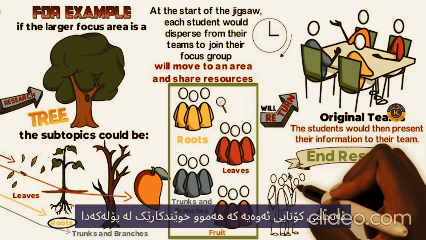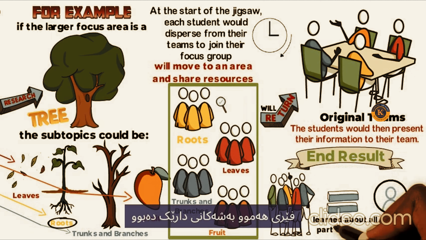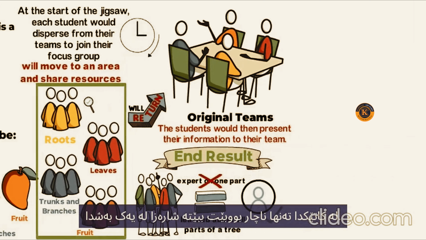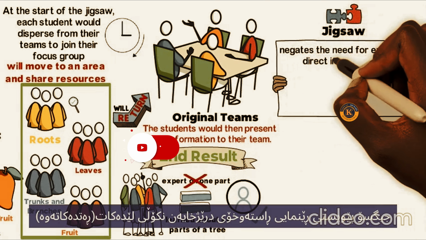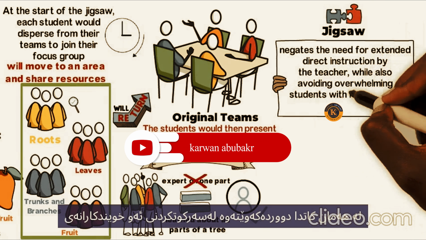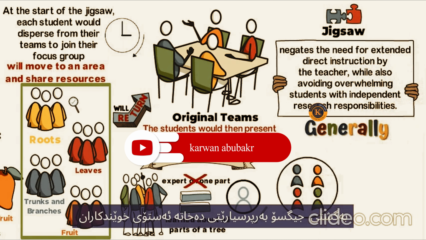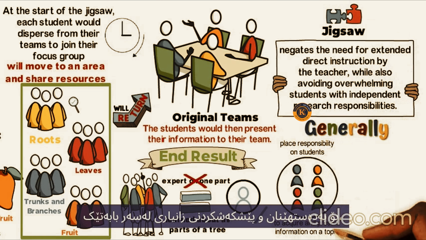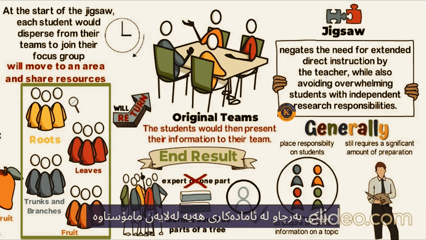The end result is that every student in the class would have learned about all parts of a tree while only having had to become an expert on one part. In this way, a jigsaw negates the need for extended direct instruction by the teacher, while also avoiding overwhelming students with independent research responsibilities. Generally, while jigsaws place responsibility on students to acquire and present information on a topic, this activity still requires a significant amount of preparation on the teacher's part.